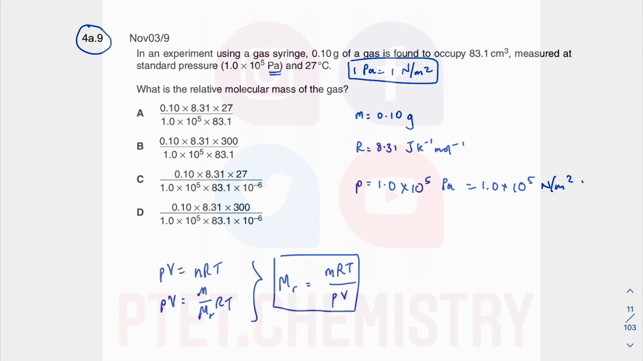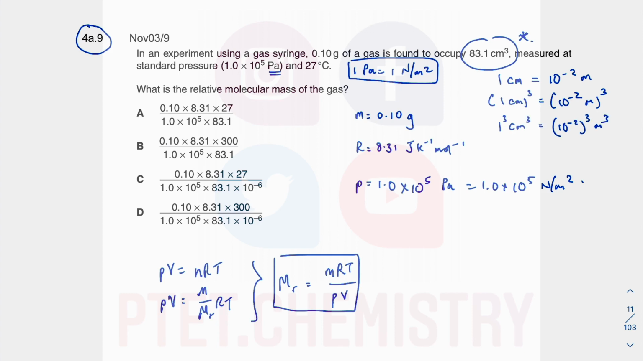Your concern really is this thing: the volume is in cm cube. When you have something in cm cube, you have to convert it into dm cube or meter cube. So 1 cm is 10 to the power minus 2 meter. If you cube both sides, I use brackets because what I'm doing on the left, I'm doing on the right as well. That's the meaning of the term equal, which I'm sure you know from primary school mathematics. So 10 to the minus 2, cubed, meter cube. 1 cube is 1, and 10 to the minus 2 cube is 10 to the minus 6 meter cube.